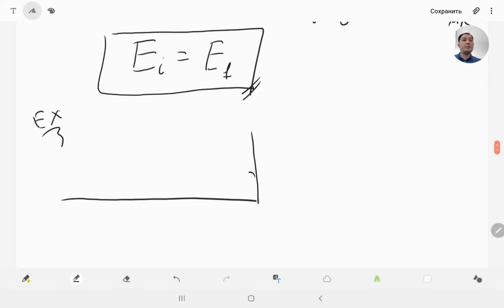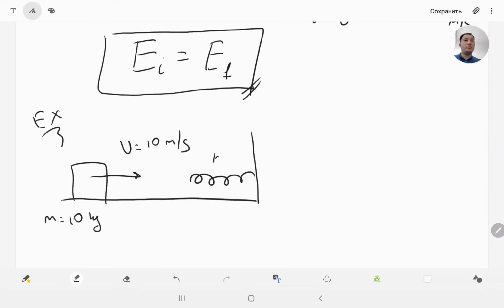We have a spring, initially unstretched, and we have an object moving with velocity 10 meters per second. The mass of this object is 10 kilograms. The spring constant of the spring is 1000. Question: what is the maximum compression of the spring?